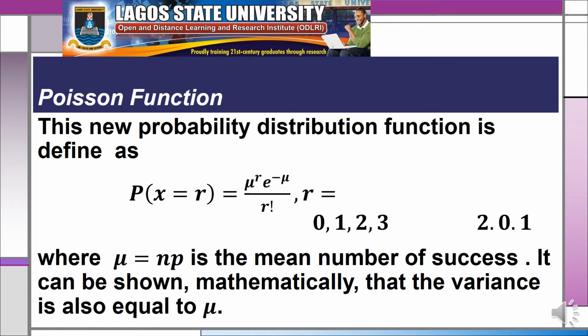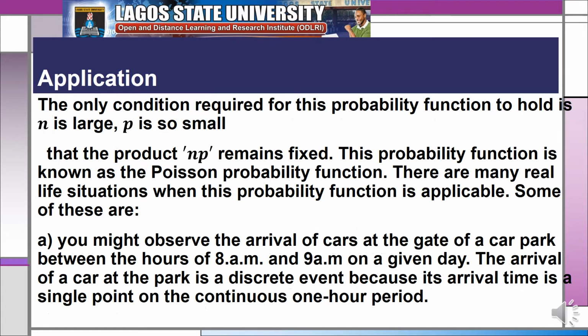This new probability distribution function is defined in expression 2.01, where mu is equal to np, the mean number of successes. It can be shown mathematically that the variance is also equal to mu. The only condition required for this probability function to hold is that n is large and p is so small that the product np remains fixed. The probability function is known as the Poisson probability function.